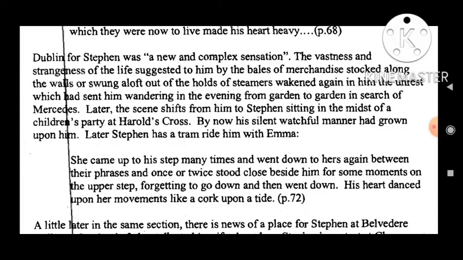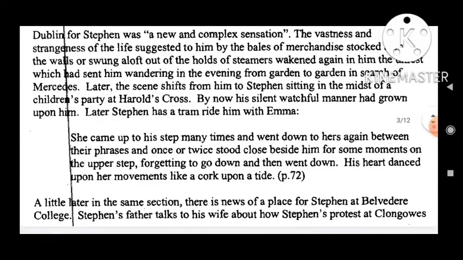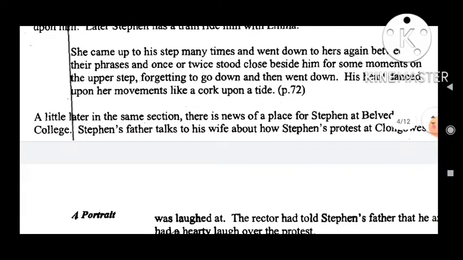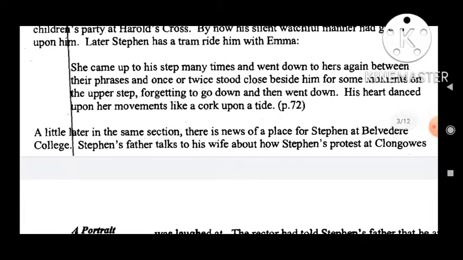Later the scene shifts to Stephen sitting in the midst of a children's party at Harold's Cross. By now his silent, watchful manner had grown upon him. Later Stephen has a tram ride with Emma. She came up to his step many times and went down to hers again between their phrases, and once or twice stood close beside him for some moments on the upper step, forgetting to go down, and then went down. His heart danced upon her movements like a cork upon a tide.